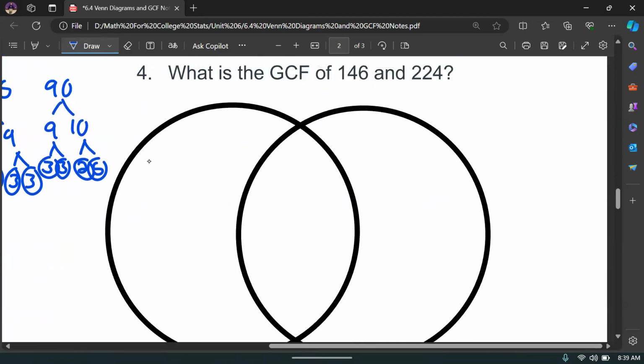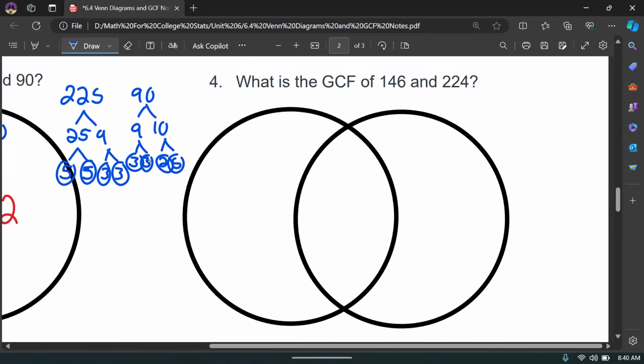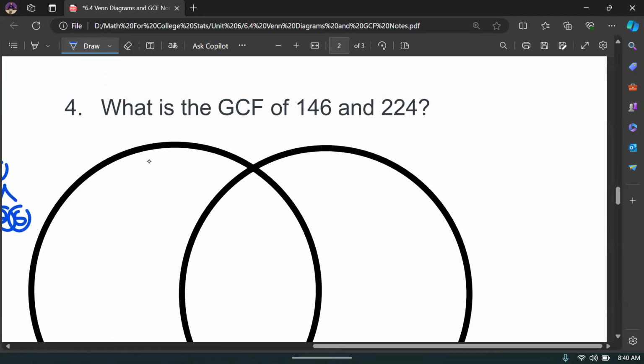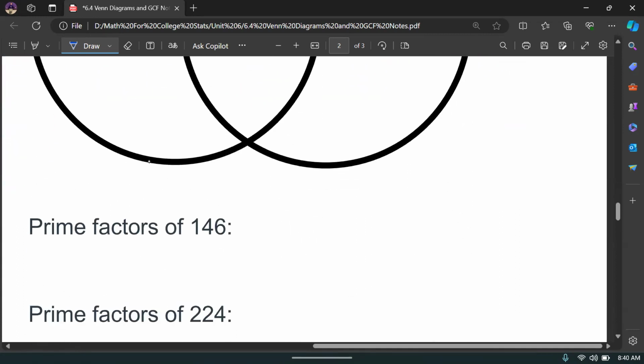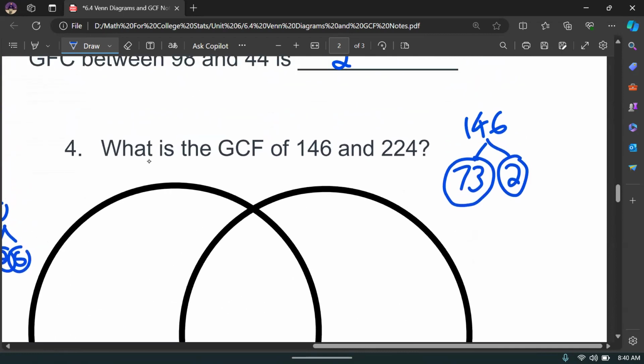All right, now let's look at the last one, 146 and 224. So let's see, 146. 146 can be broken into, trying to think, 73 times 2. Now, funny enough, 73 is a prime number. It cannot be broken down any further. Neither can 2, of course. So 146 is just going to be the number 73 and 2. A little comma there because I don't want you to think it's 7 and 3. It is literally the number 73. Okay, 73 and 2.